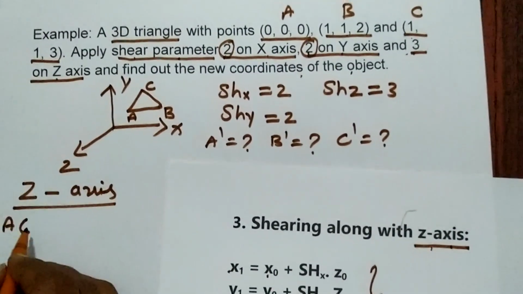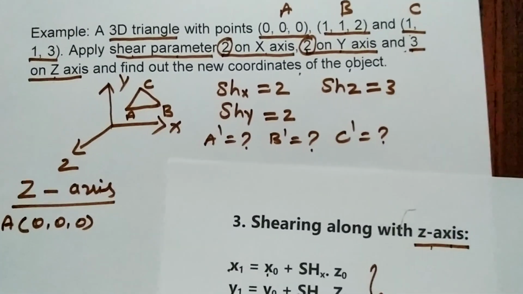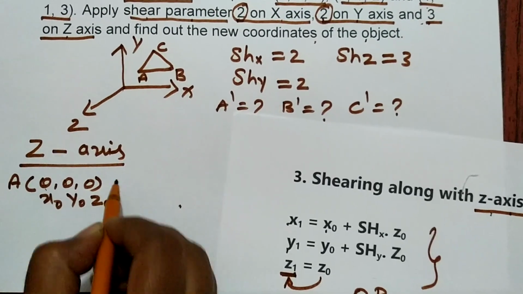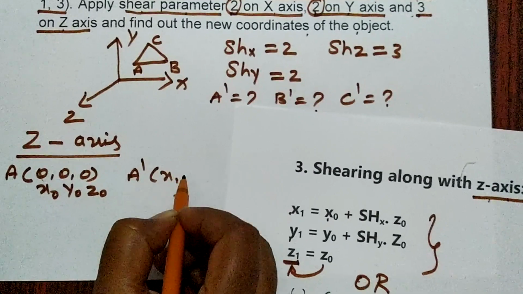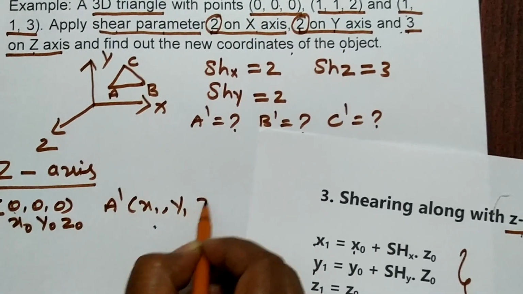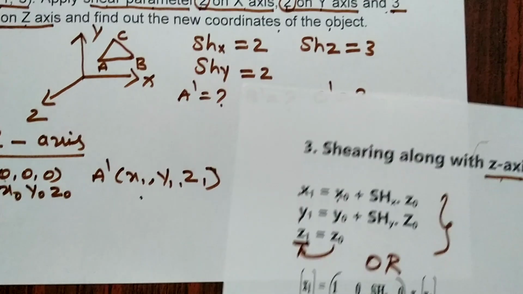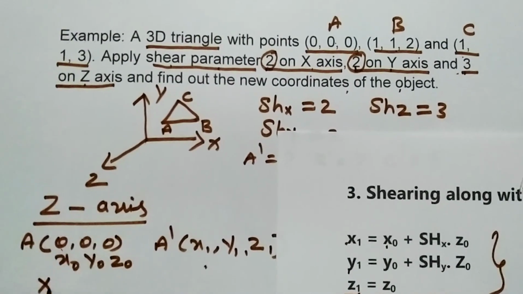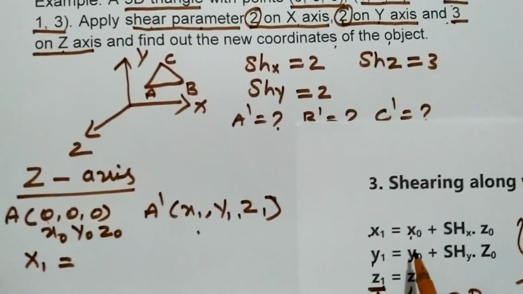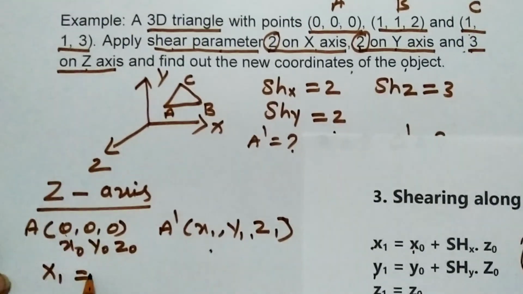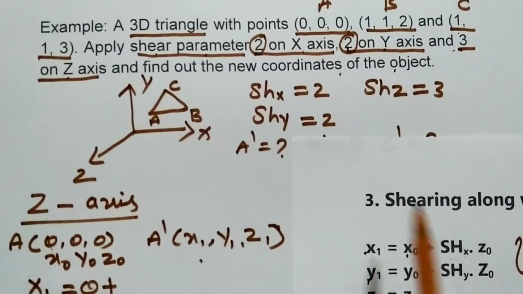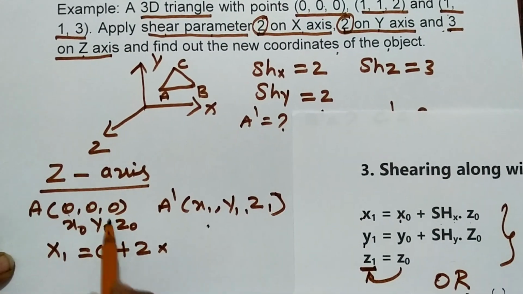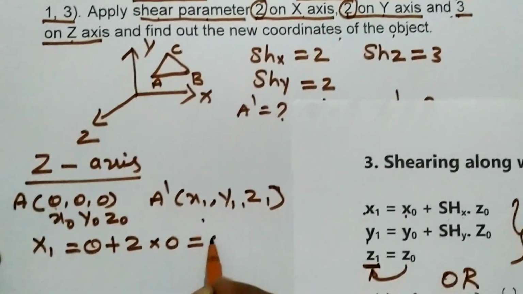According to the question, the point A is 0, 0, 0. So, here this will be x naught and y naught and z naught. What we need to find? A dash, that is x1, y1, z1 we need to find. So how do you find? Just we need to use the equation like this. x1 will be x naught plus, what is our x naught? 0 plus shx. What was the shx in our question? 2. 2 into z naught. Our z naught will be 0. So our x1 will become 0 only.